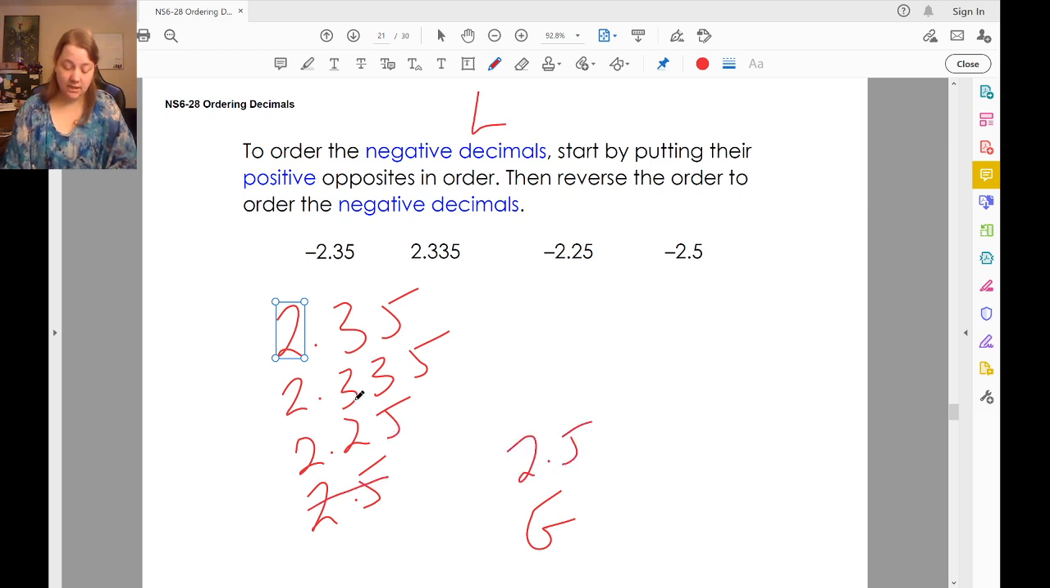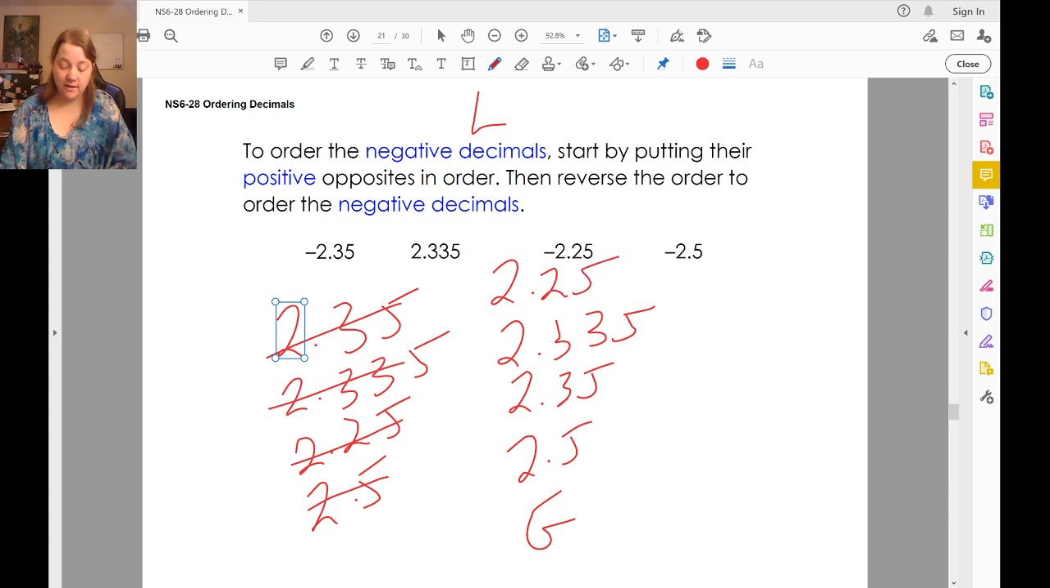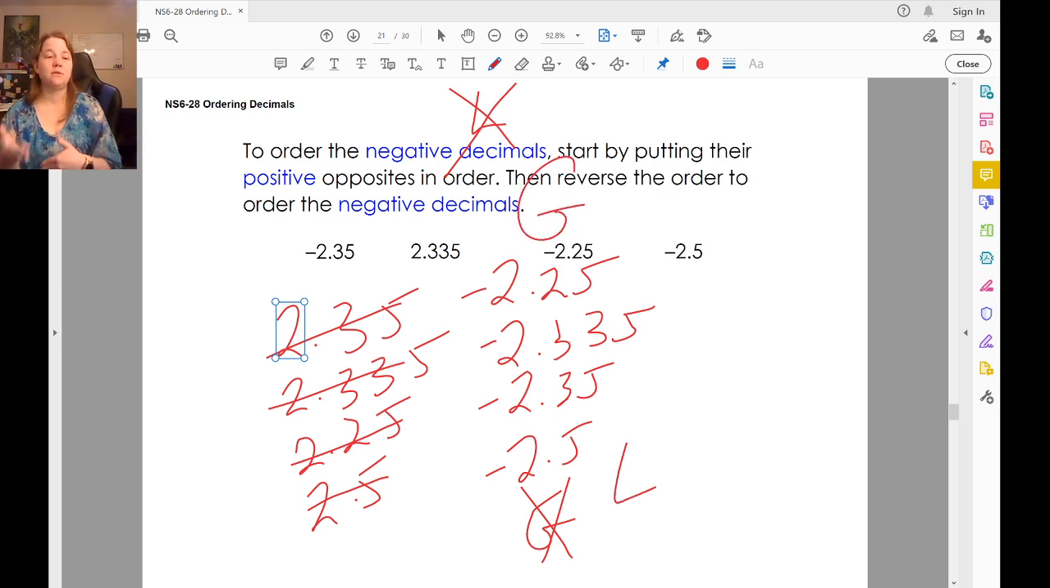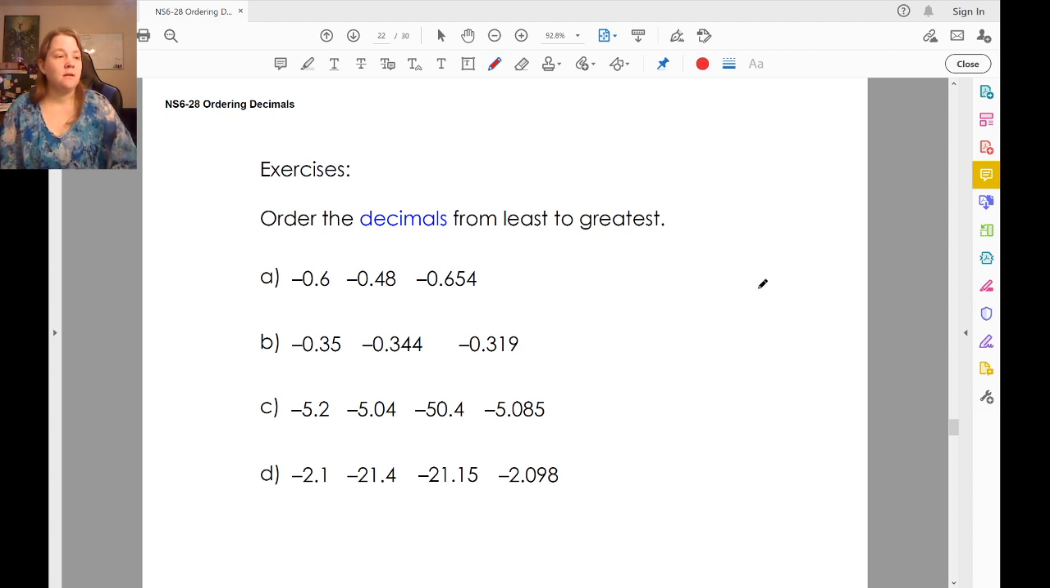Then the next greatest number would be 2.35. The next biggest number would be 2.335, and then the smallest number would be 2.25. When it's positive, this is least to greatest. If I add negative signs, that means now this list is greatest to least, so I would have to reverse it.